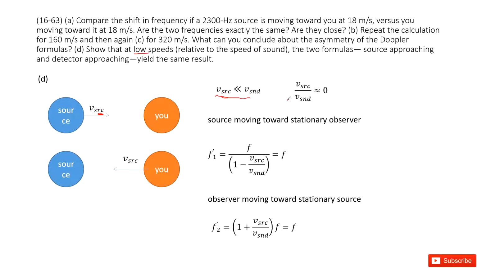If this happens, the ratio of V source divided by V sound wave approaches 0. Agree? Yes, because this part is super small and this is big, and a super small number divided by a big number approaches 0, right? So now we can see in the first case this term approaches 0, so the result is just equal to f. In the second case, this term approaches 0, so it is also just equal to f. So yes, they have the same result. Thank you.